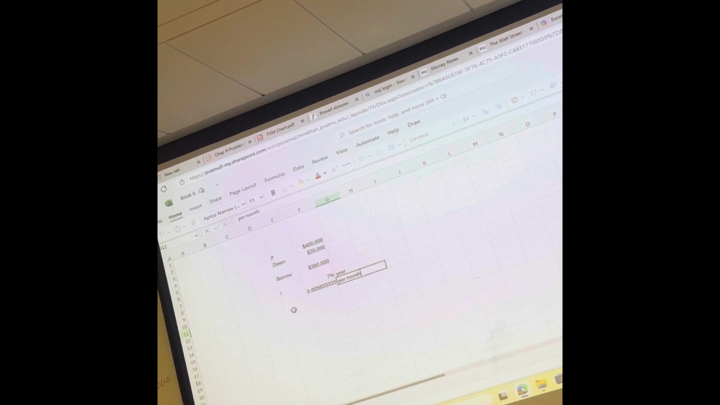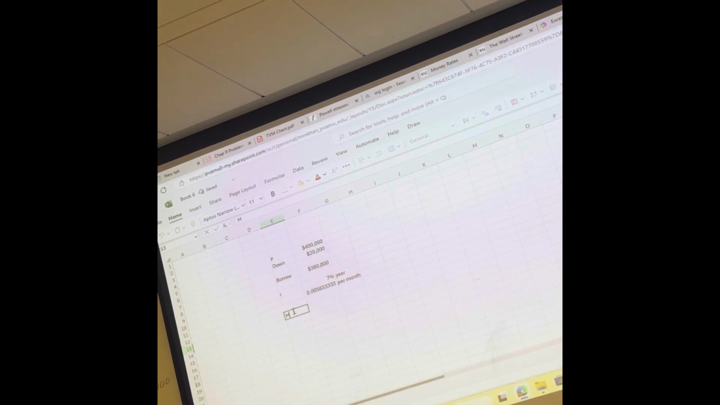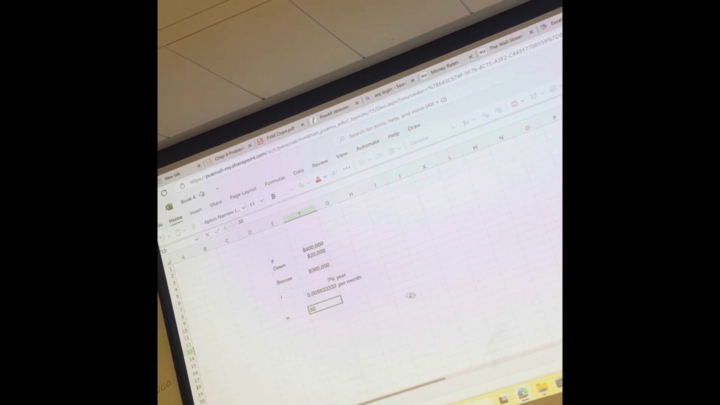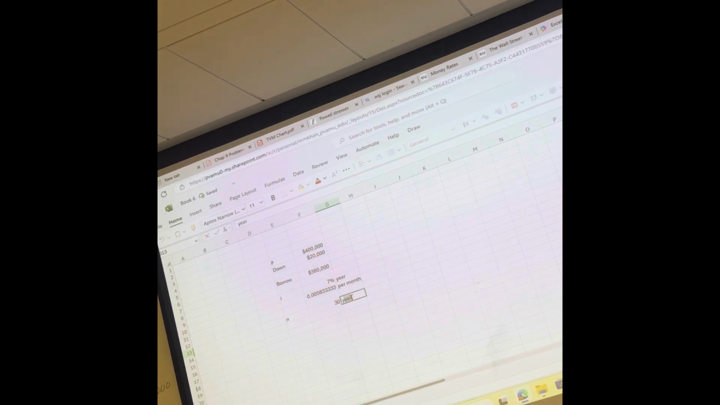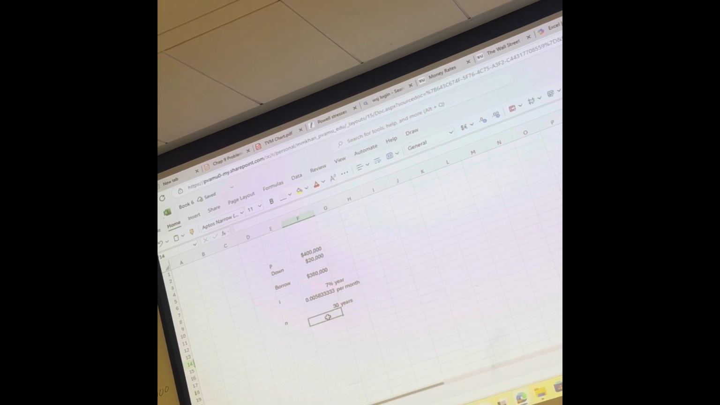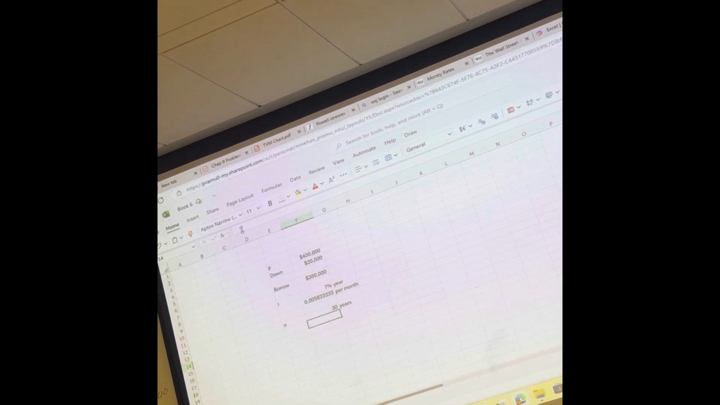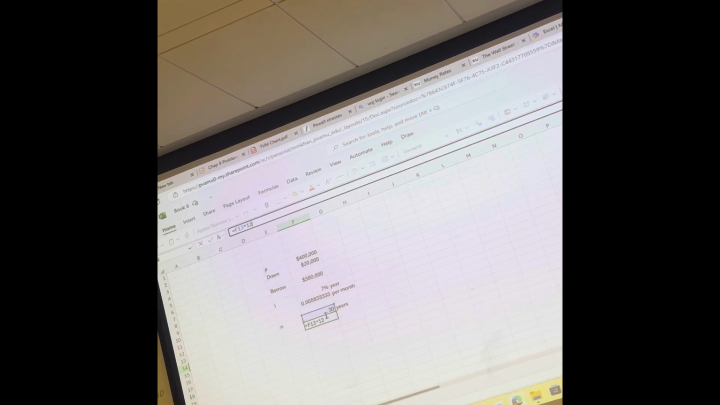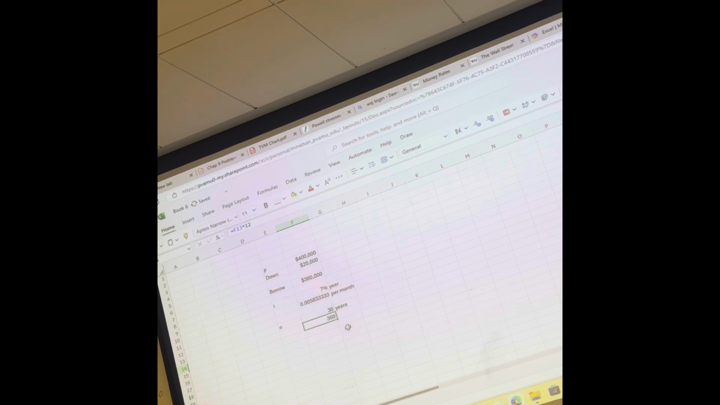Okay. And this loan is for how many periods? 30 years. 30 years, okay. Monthly will be here. 30 years will be equal to, the entire formula is 30 times 12, right? So 360 months.